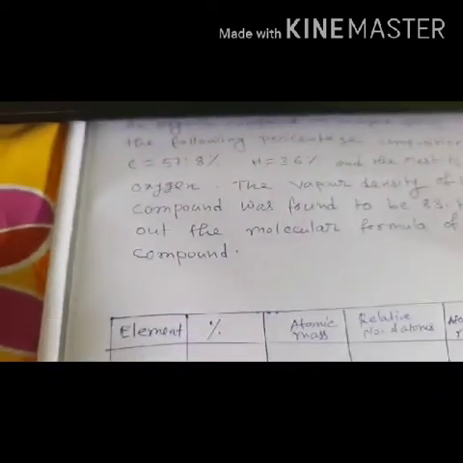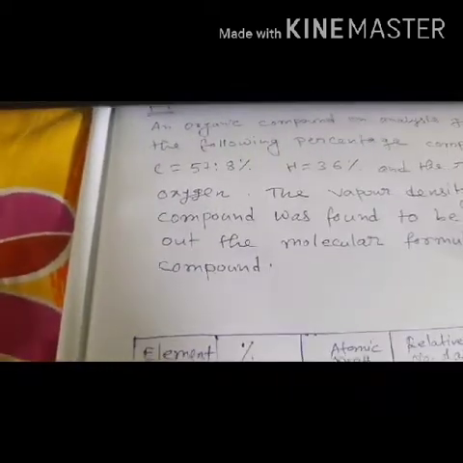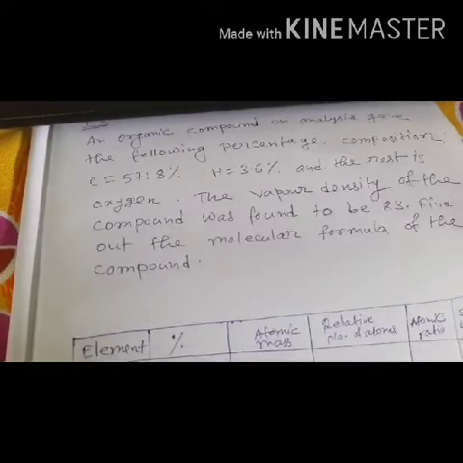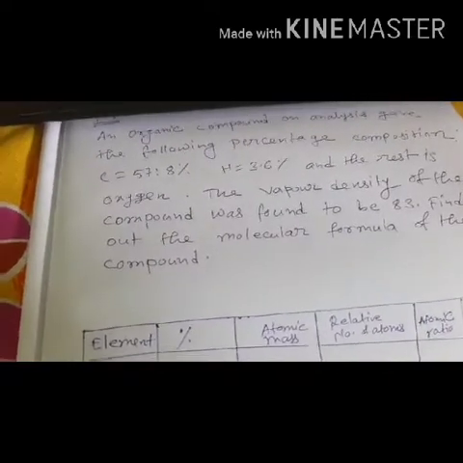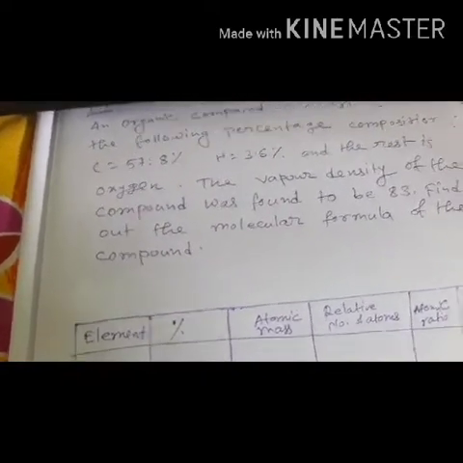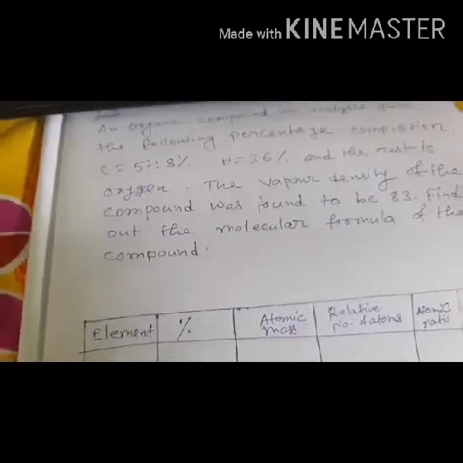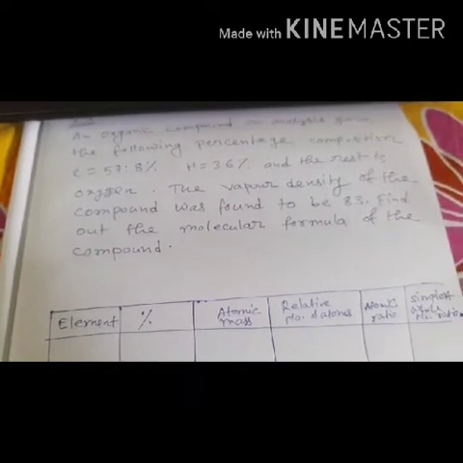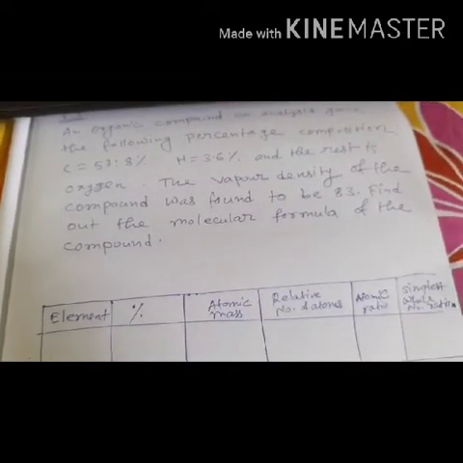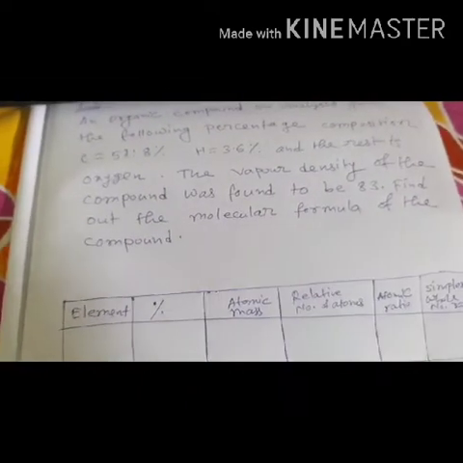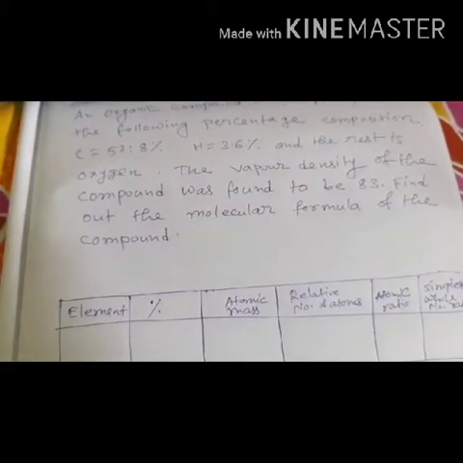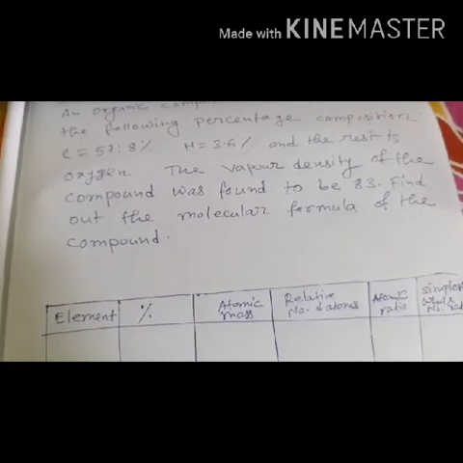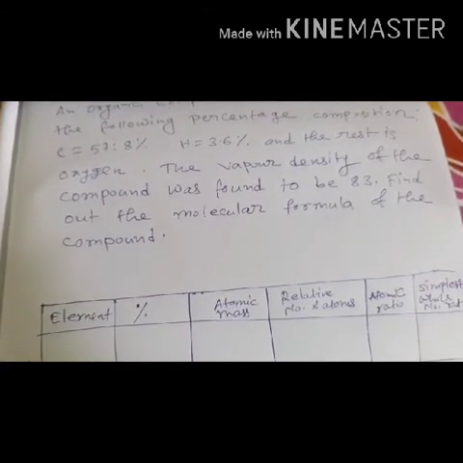It's given there, written here: an organic compound on analysis gave the following percentage composition. Carbon 57.8%, hydrogen 3.6%, and the rest is oxygen. Also the vapor density of the compound is given. The vapor density of the compound was found to be 83, and we have to find out the molecular formula of the compound.